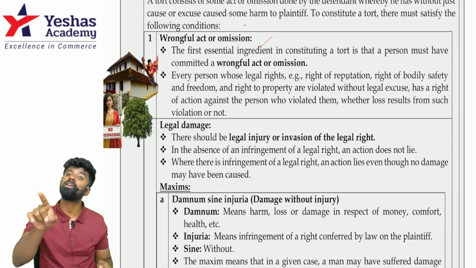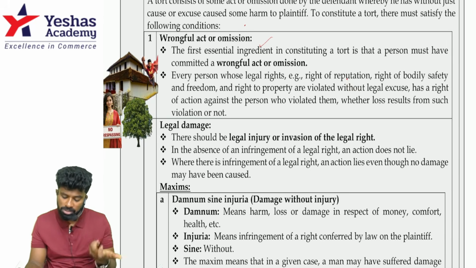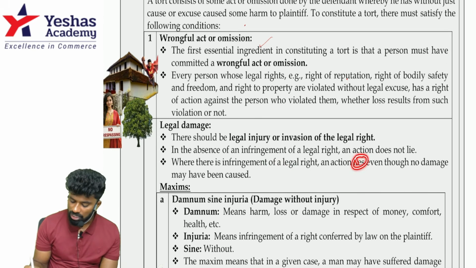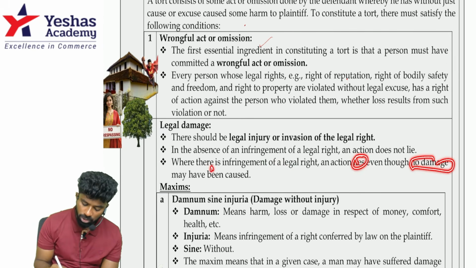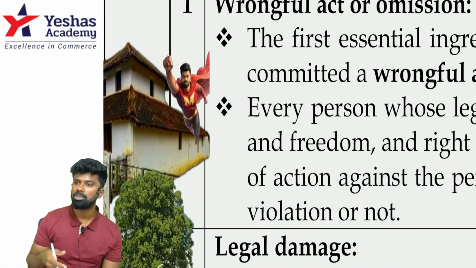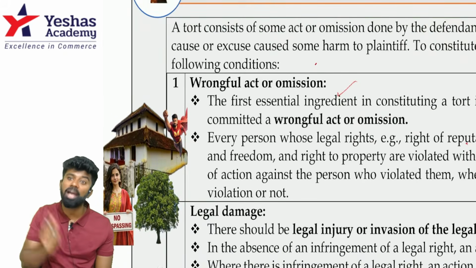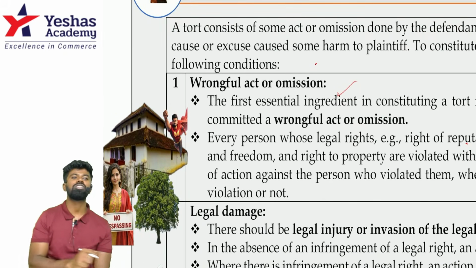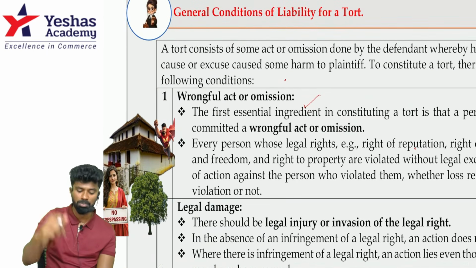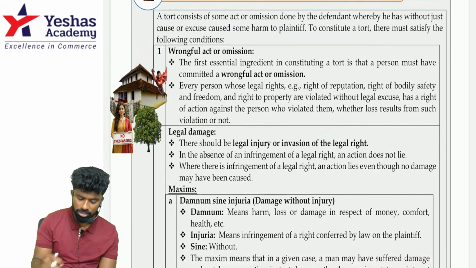Even if it has suffered a what? Loss. And we will understand this with the help of the legal maxim. What are maxims? Where there is an infringement of a legal right, an action lies even though no damage may have been caused. Is there any damage caused to the house here? What is the damage? Where is the damage caused? No damage is caused. But is there any damage to the right? Because there is a damage to the right, she can claim the compensation. Claim the what? Compensation. Are we clear with this, everybody?